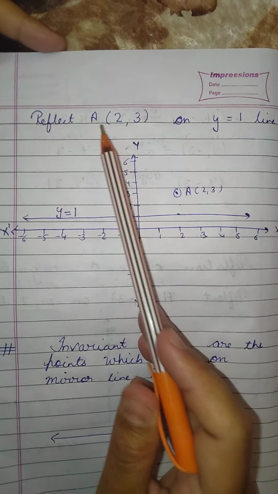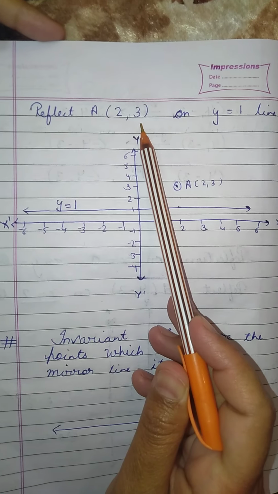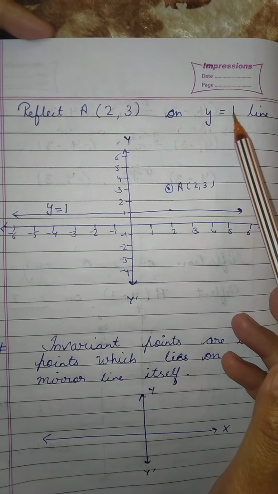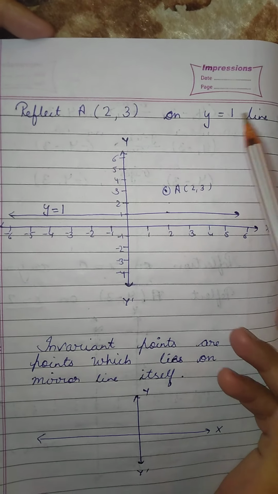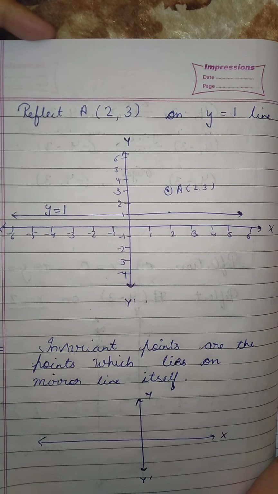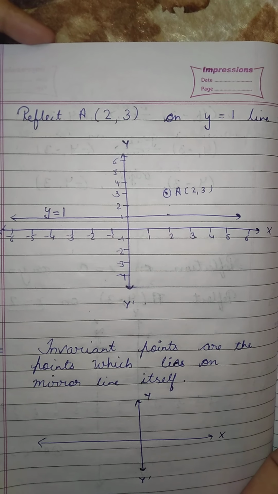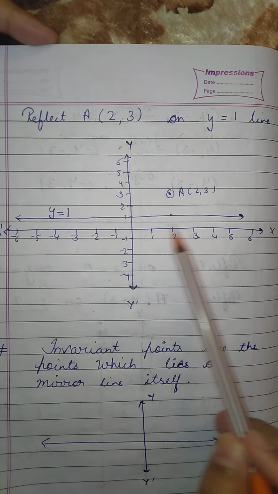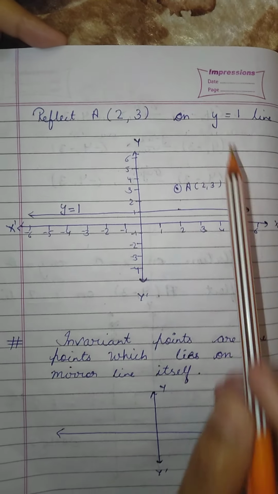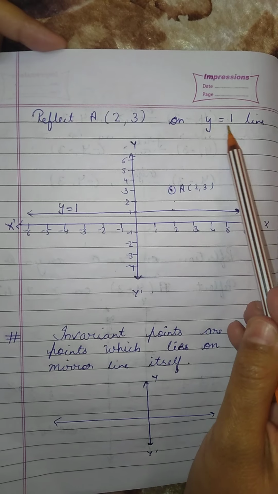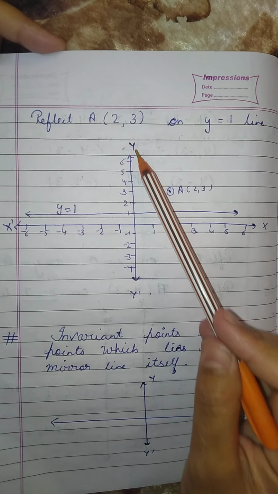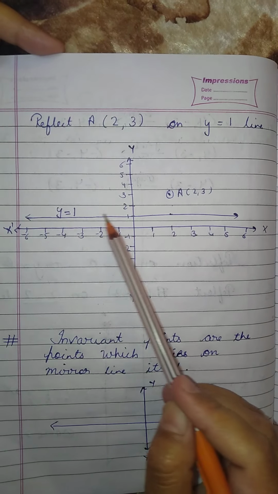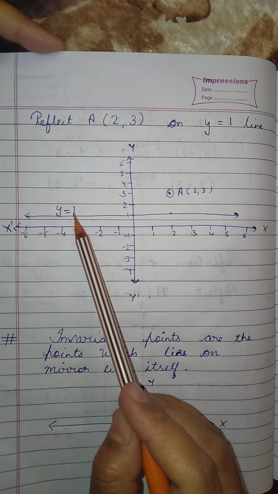Let us take the second example where the point A (2, 3) is there, which I have to reflect on y = 1. This means the mirror line is neither the x-axis nor the y-axis and it is not even the origin, but it is y = 1. So what do we do? We draw the coordinate axes, x-axis and y-axis, and plot the mirror line y = 1. How do we do that? On the y-axis, look for 1. Draw the mirror line there. This is the mirror line y = 1.